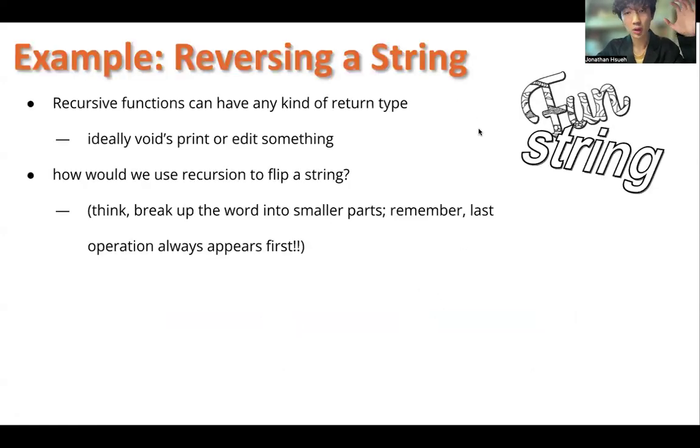So let's do an example. We're going to reverse the string. Recursive functions can have any type of return type. Ideally, if it's void, it'll print or edit something. How do we use it to flip a string? Well, recursion breaks up a problem into smaller parts, and if you put the recursive statement above the action statement, the last operation will always appear first.